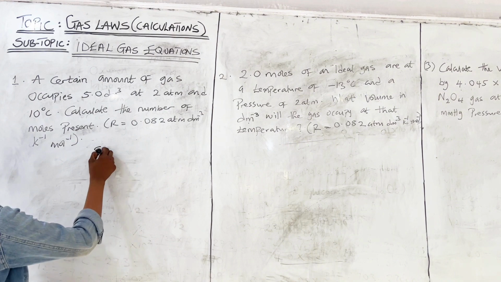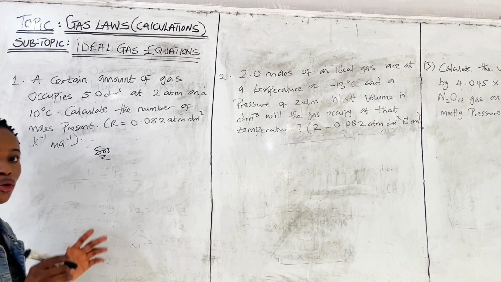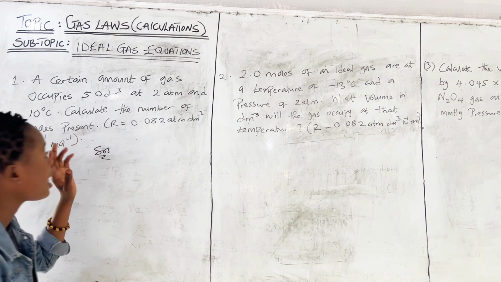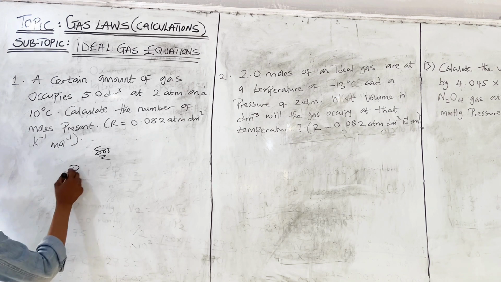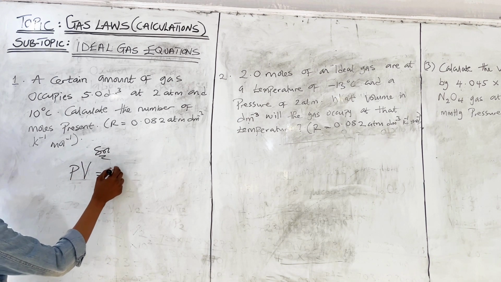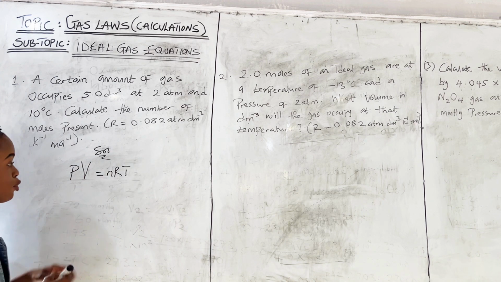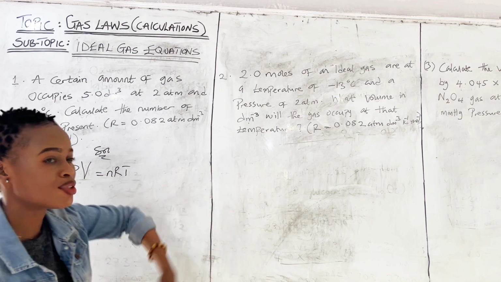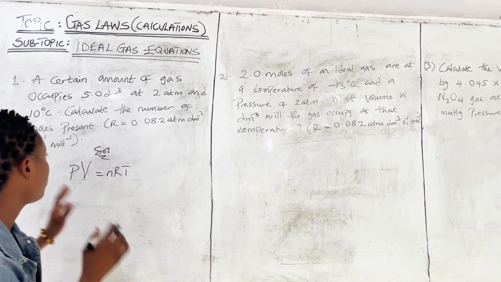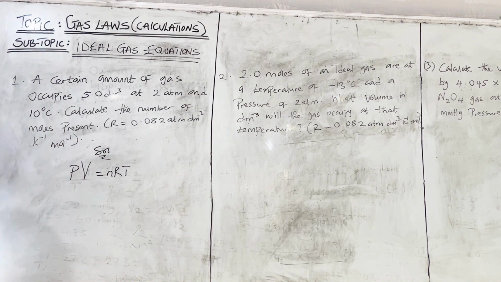So let us solve. Remember I said first things first, write out your formula. So what's the formula for solving the ideal gas equation? It is PV = nRT. If you can memorize this formula, solving these problems will be very easy for you. So the formula is what? PV = nRT.